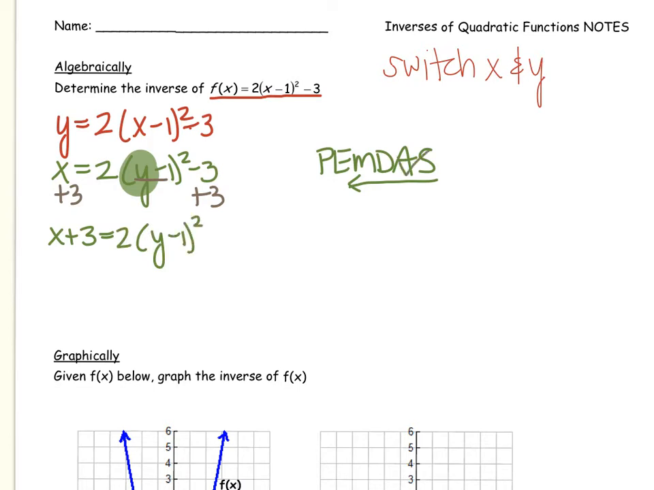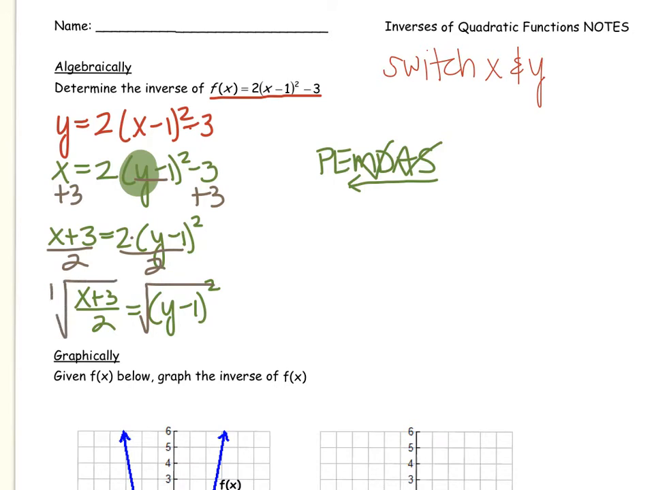Now that I've done my adding and subtracting, I want to undo any multiplication or division. So I have a 2 times, so I'm going to divide by 2 to get rid of that. That leaves me here. Okay, so I've taken care of the multiplication and there was no division. Now I have to undo the exponent. In order to undo a squared, I'm going to square root both sides.